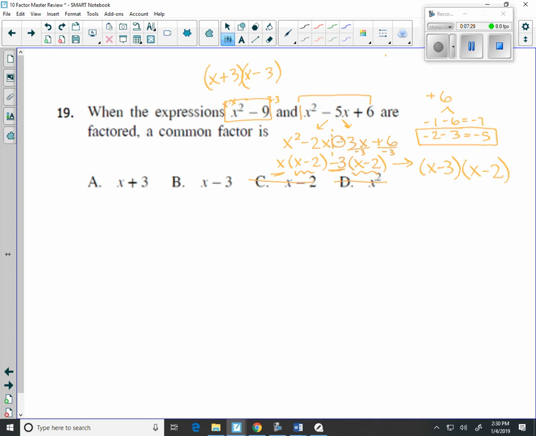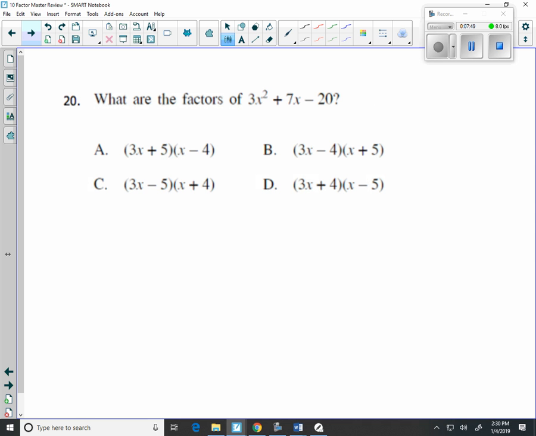So what do they share? They both have x minus 3. That's a really great problem from a testing perspective because it's two factoring problems in one, and two different kinds of factoring problems in one.